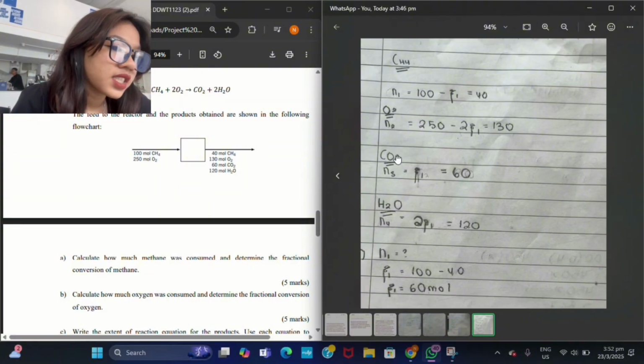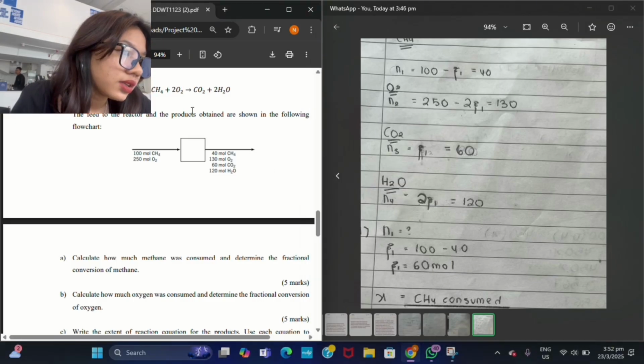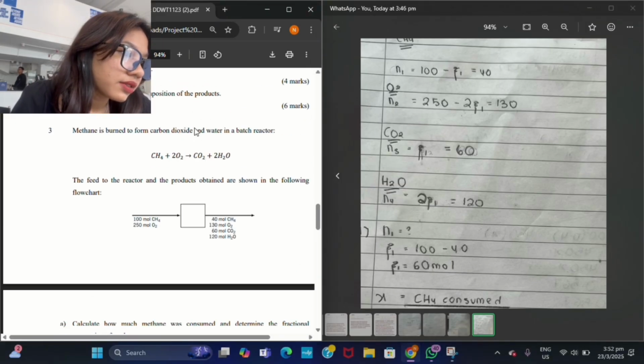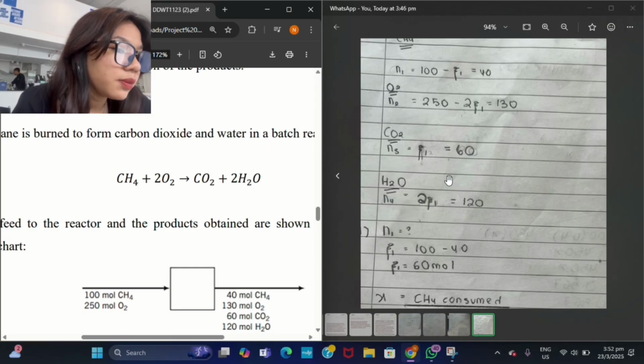And then we have CO2. CO2 here, dia punya equation is Z1. Macam mana kita nak tahu equation is Z1 je? You tengok dekat equation that is given right here. Dia dekat bahagian product, right? So, dia akan plus Z1. So, that's the reason dekat sini plus Z1. So, Z1 tadi kita kira dapat 60 mole.